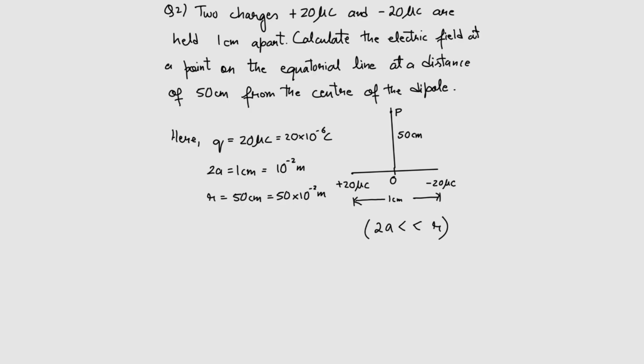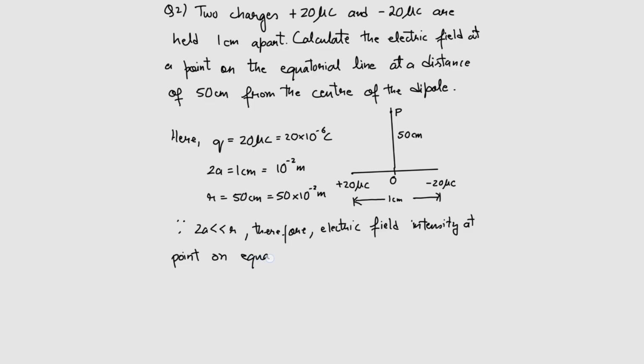So therefore, let us calculate. Since 2A is very, very small as compared to R, therefore the field intensity at a point on the equatorial line is E is equal to P divided by 4 pi epsilon naught R cube.